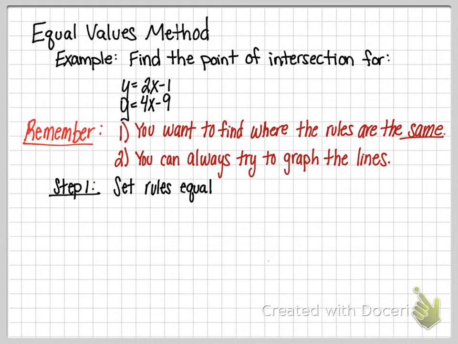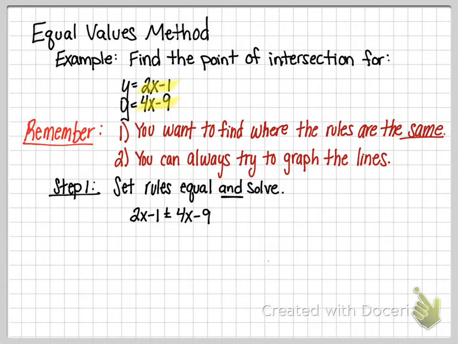When it comes time to use the equal values method, the first step is to set the rules equal to each other. So let's go back up to the two rules, y equals 2x minus 1 and y equals 4x minus 9, and we're going to write them equal to each other as an equation. The other part of this step is to actually solve the equation. So you not only are going to set them equal to each other, but you're also going to solve. So this is a two-part step.